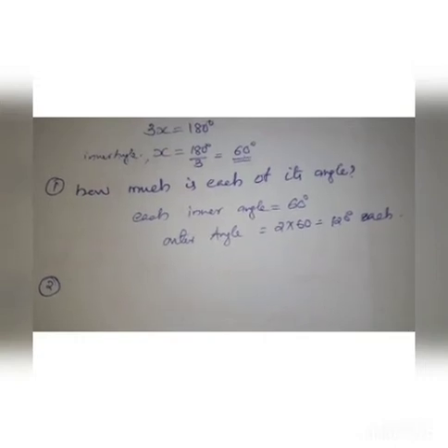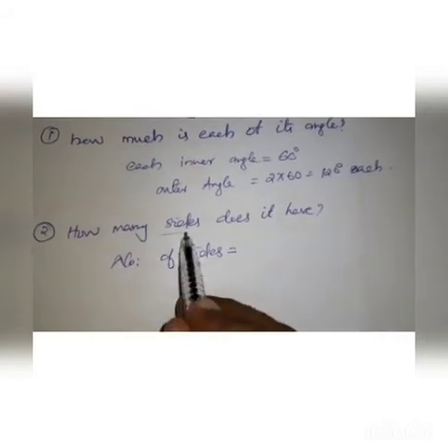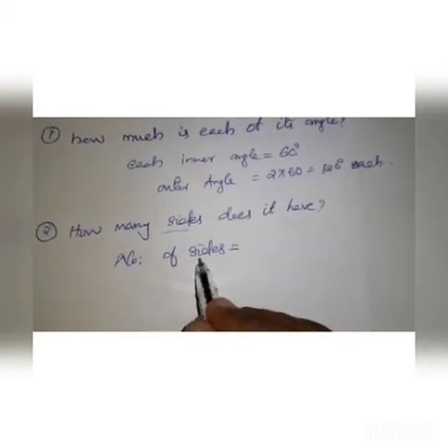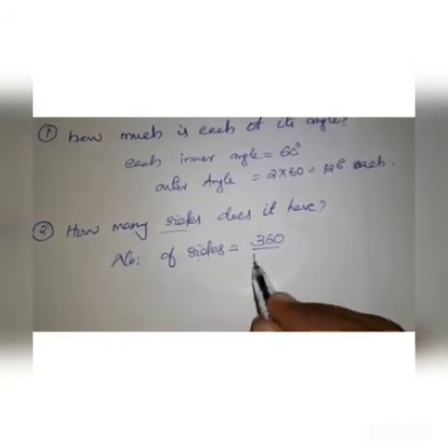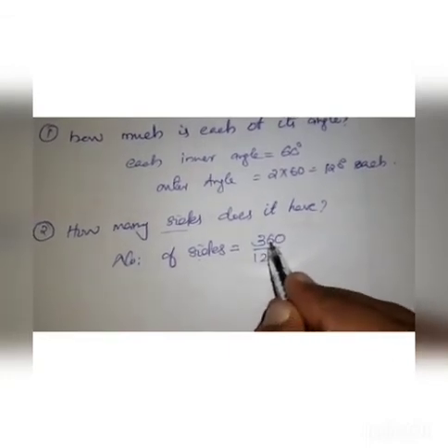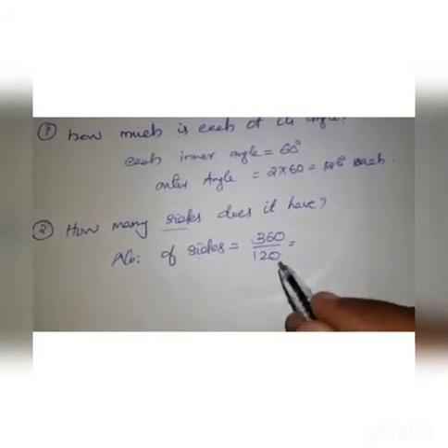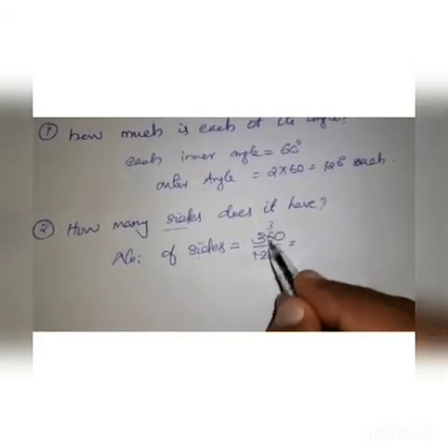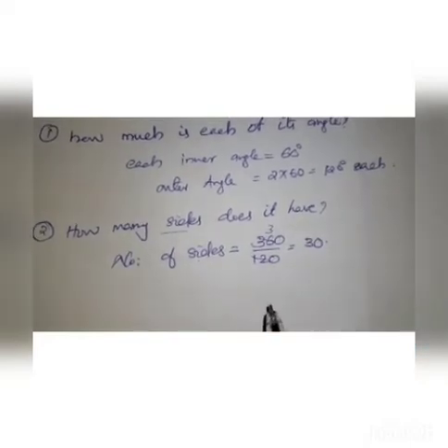Then the second question. How many sides does it have? Number of sides is equal to 360 divided by 120. The sum of the outer angles is 360 and each angle is 120. So how much will you get? 12 3s are 36. So 3.